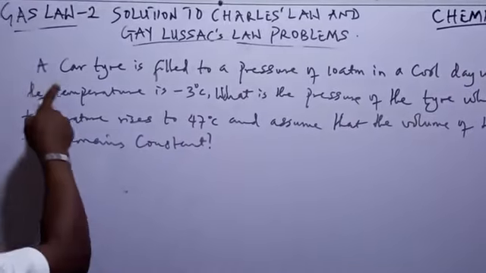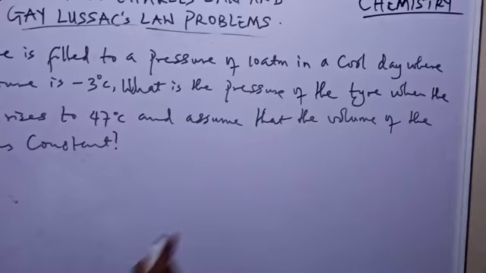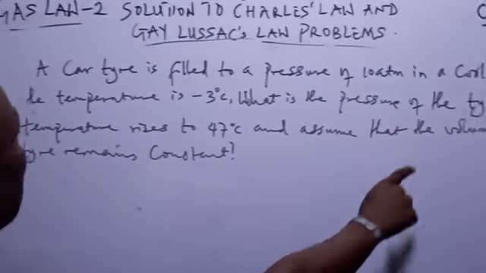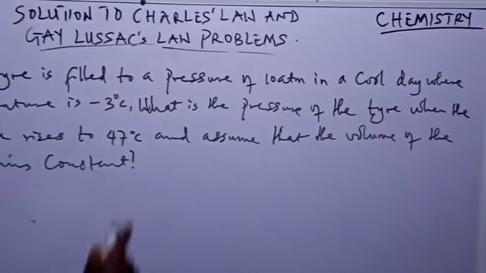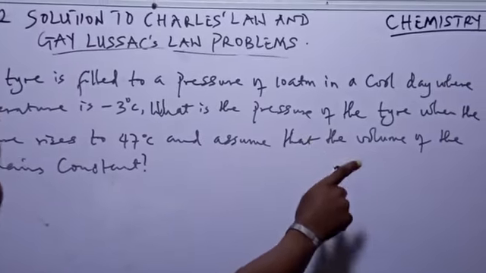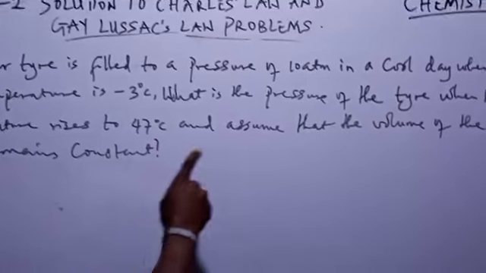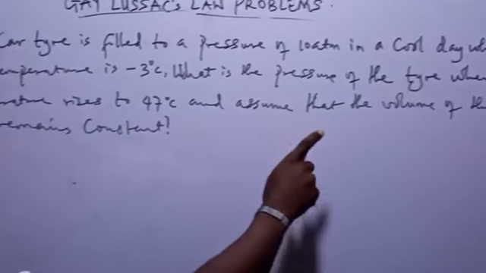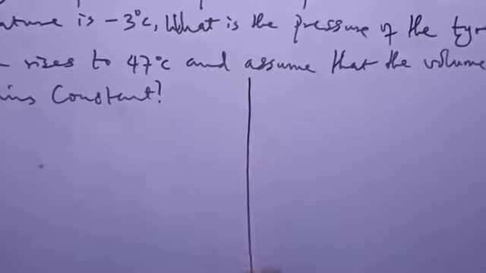We have here another interesting problem to solve. It says that a car tire is filled to a pressure of 10 atm on a cool day where the temperature is -3 degrees Celsius. The question says, what is the pressure of the tire when the temperature rises to 47 degrees Celsius, and assume that the volume of the tire remains constant. Let's see how we solve this.